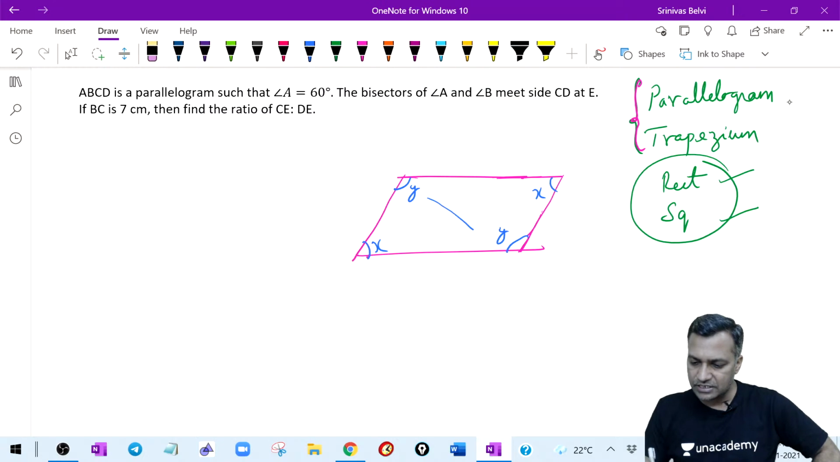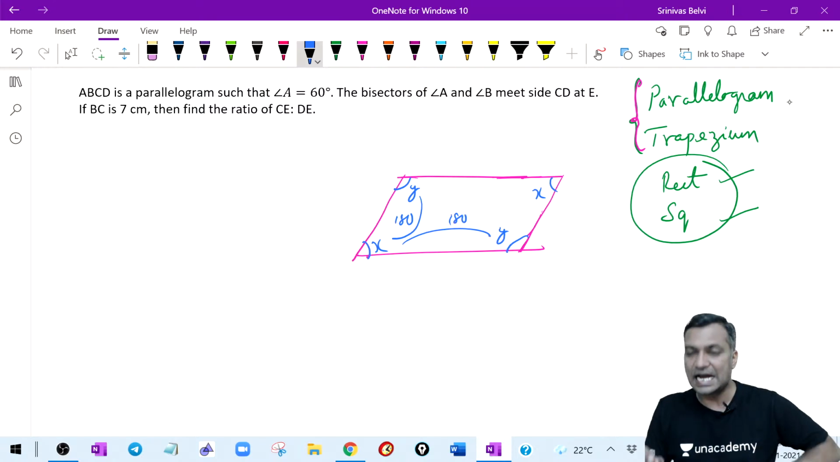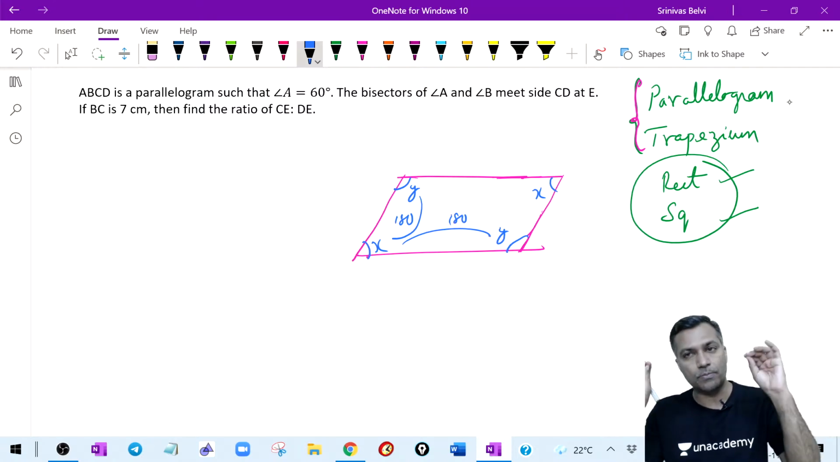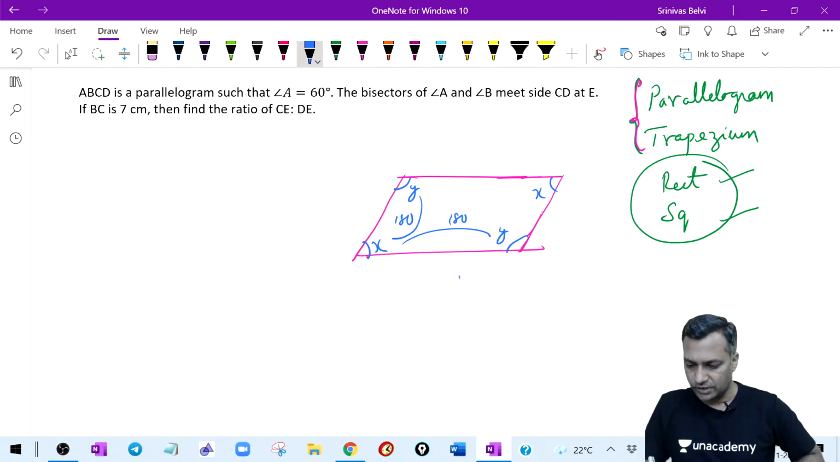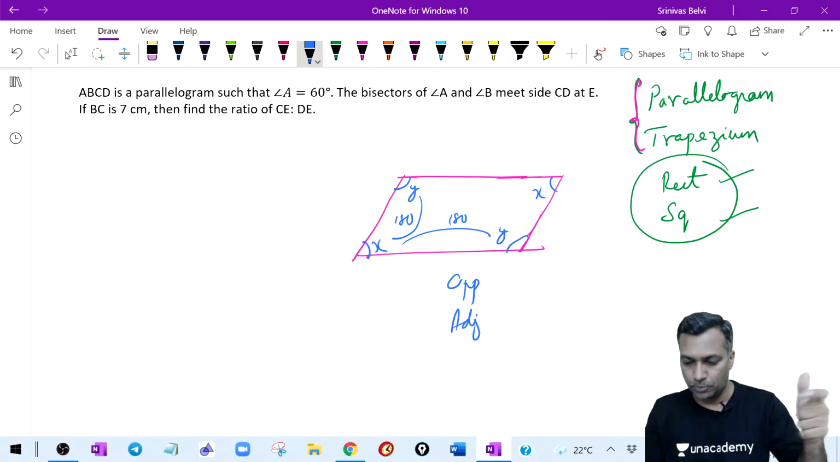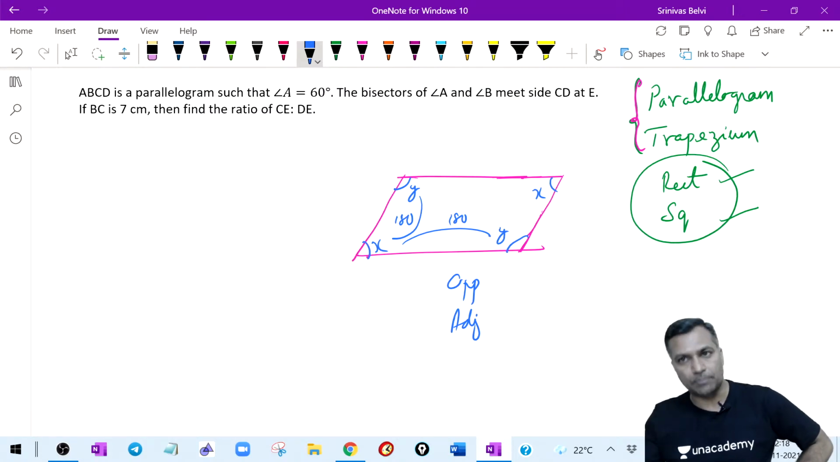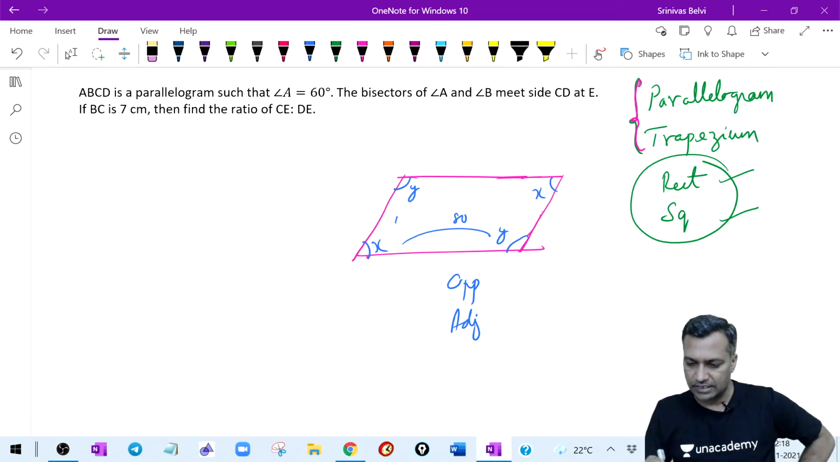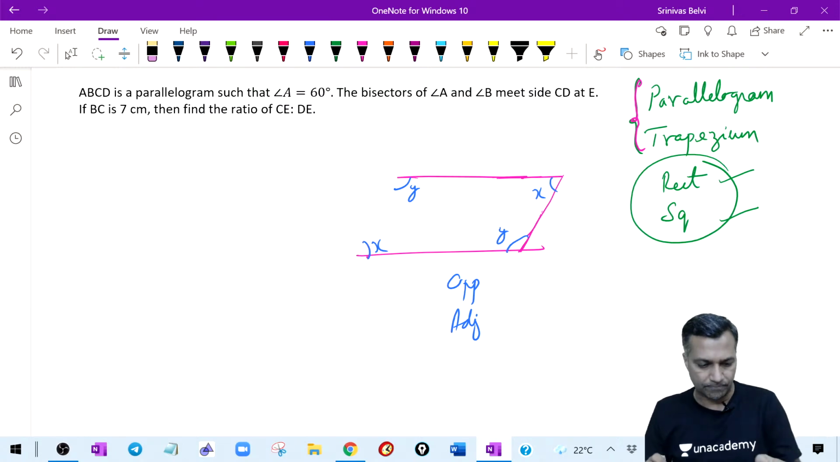Second thing is, adjacent angles are supplementary. These two together add up to 180. These two together add up to 180. Adjacent angles are supplementary. Opposite angles are equal. There are 2 words, opposite as well as adjacent. Opposite angles are equal, adjacent angles are supplementary. Both words, adjacent as well as opposite, should tick in our mind. Okay, next part.